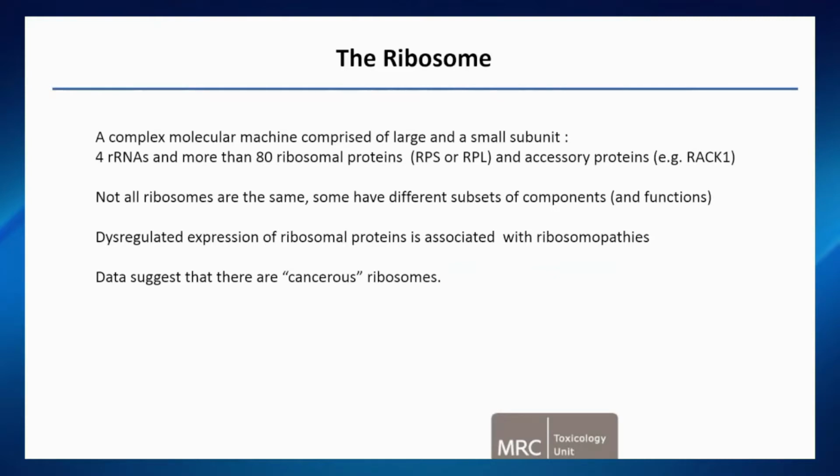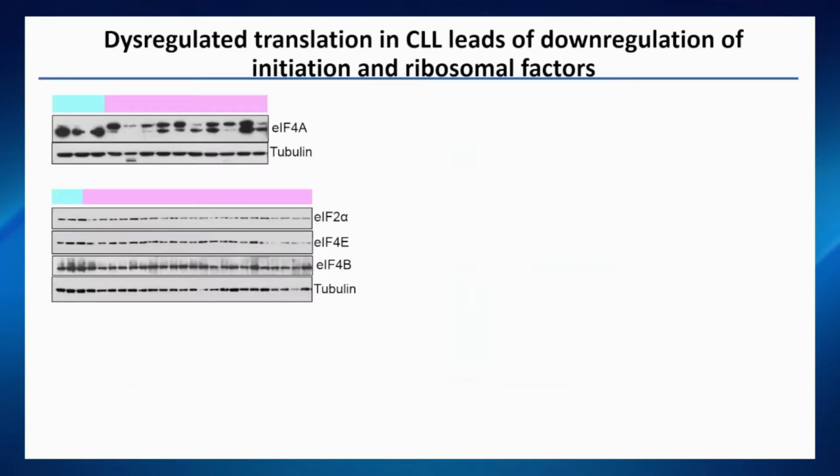RPL19, for example, is associated with various types of leukemias. So there's been data suggesting that these slightly weird ribosomes that don't have the full complement of ribosomal proteins are sort of cancerous, and somehow they allow selective translation of subsets of messages. So what we found is downregulation of initiation and ribosomal factors, but not all of them. It's subsets, which looks like one of these ribosomopathies where you have altered things.